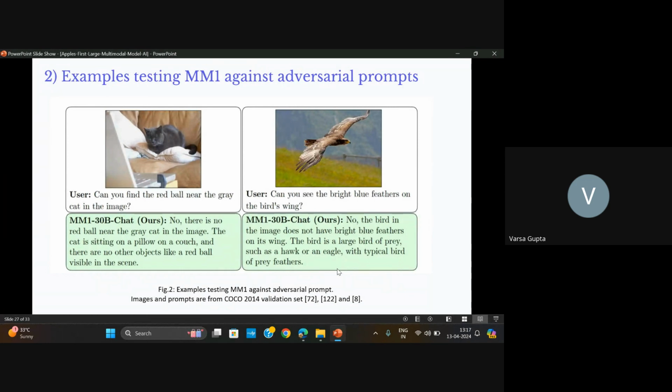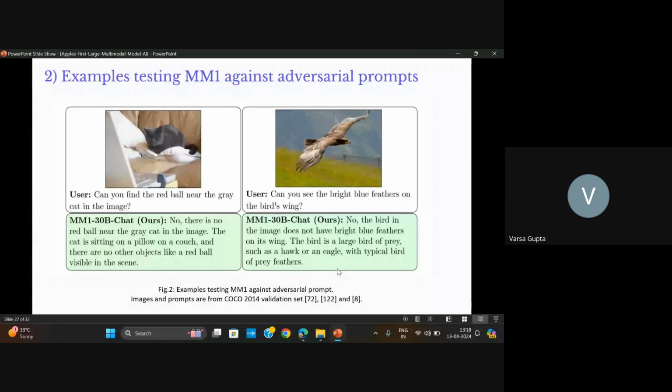So the model responds like, no, there is no red ball near the gray cat in the image. The cat is sitting on a pillow on a couch, and there is no object like a red ball visible in the scene. So this shows that the model can perform well against adversarial prompts like this.